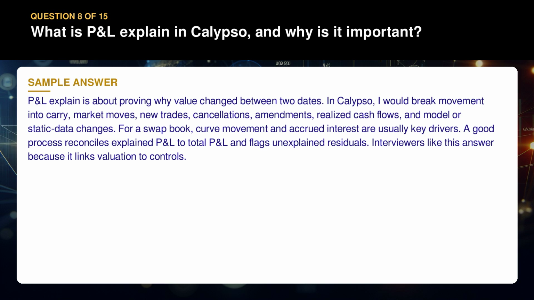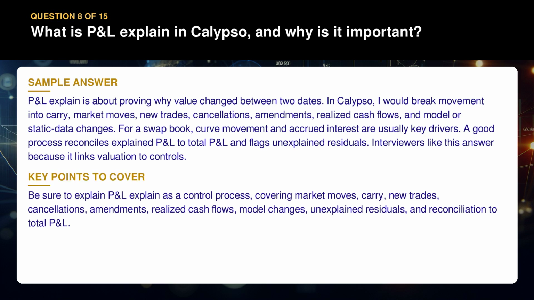For a swap book, curve movement and accrued interest are usually key drivers. A good process reconciles explained profit and loss to total profit and loss and flags unexplained residuals. Interviewers like this answer because it links valuation to controls. Be sure to explain profit and loss as a control process, covering market moves, carry, new trades, cancellations, amendments, realized cash flows, model changes, unexplained residuals, and reconciliation to total profit and loss.